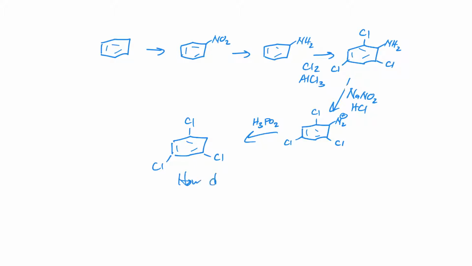How do you make this without the aryldiazonium? I don't know. The chlorines are all ortho-para directors. There's really no way to put a chlorine on and then add 2 more chlorines meta to that chlorine. So this technique can allow us to make some pretty interesting molecules that we might not otherwise be able to make.